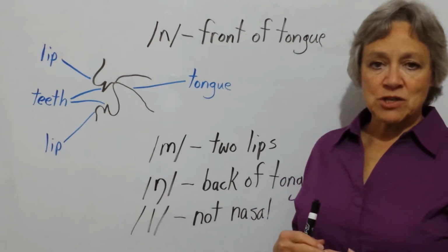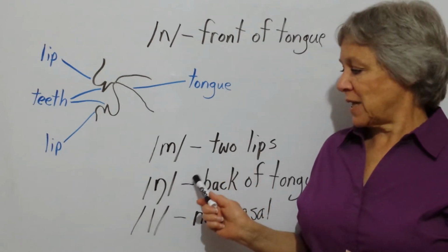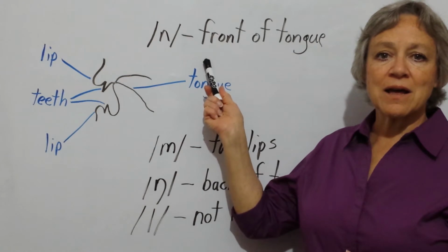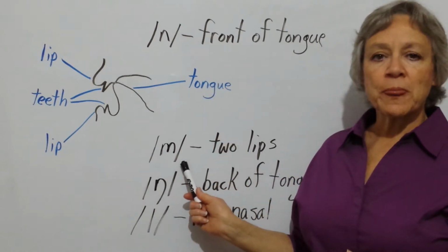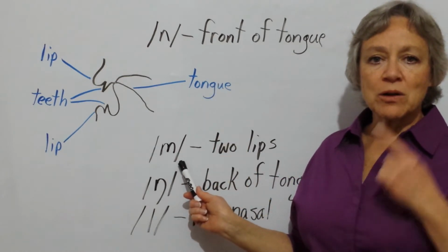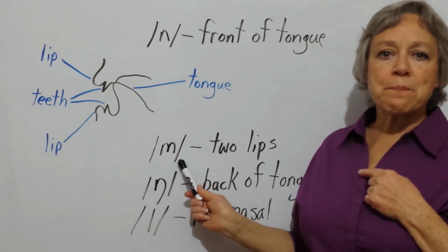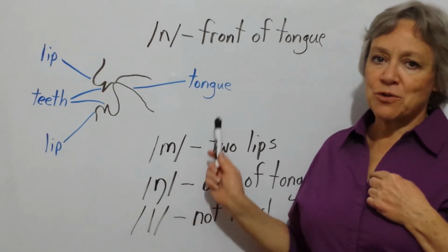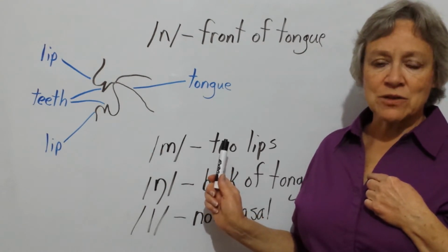So the tongue position is different between these sounds. With this nasal sound, we are not using the tongue. We are closing our two lips and still releasing air out through our nose. So some people confuse them because they are all nasal.